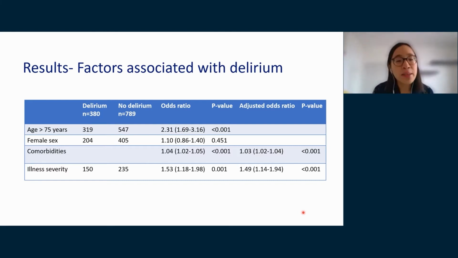In terms of the factors associated with delirium, patients who are above 75 years old have a 2.3 times increase in odds of developing delirium. The likelihood of delirium increases by 4% for every 1 point increase in the updated weighting of the Charlson Comorbidity Index. A SIR score of more than 1 is also associated with a 1.53 odds ratio, which is equivalent to a 53% increase in odds of developing delirium.